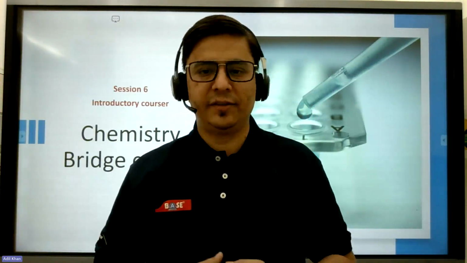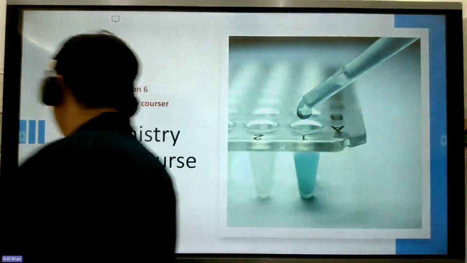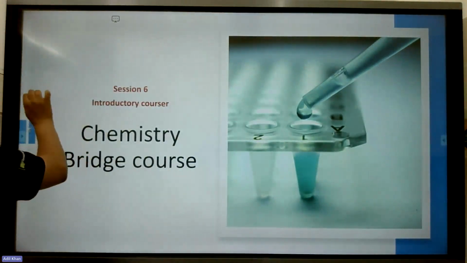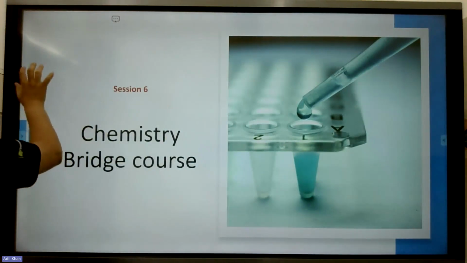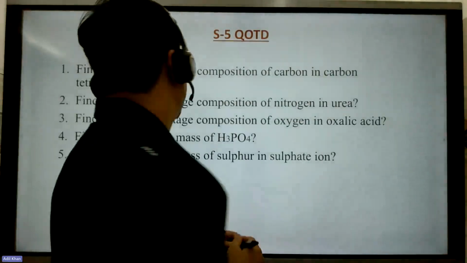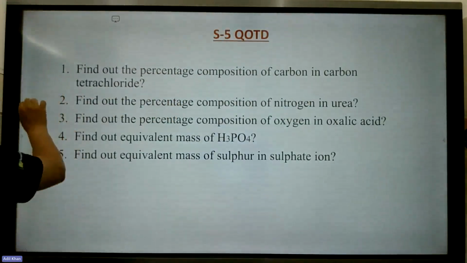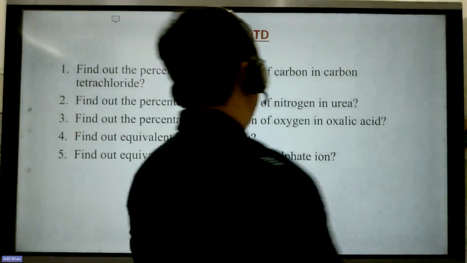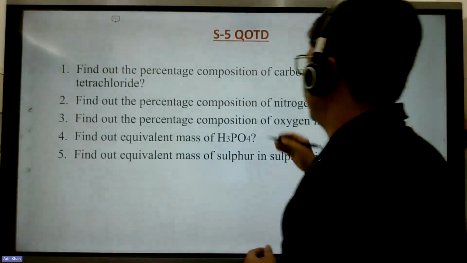So let's take first the question of the day from session number 5, and then we'll move to session number 6. Let's move. Today, bad throat, so please excuse me. Question of the day from session number 5. Let's take it quickly. Find out the percentage composition of carbon in carbon tetrachloride.